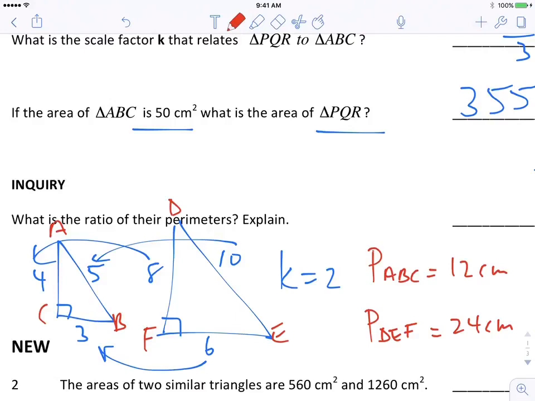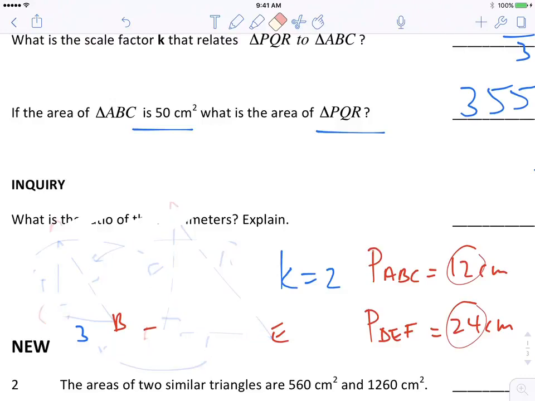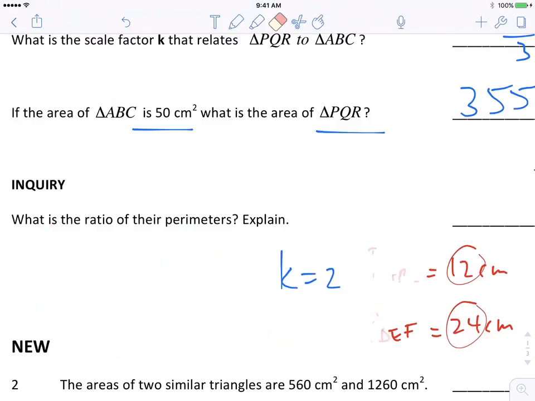So we notice that the perimeter of the larger one is twice the perimeter of the smaller one, and the scale factor is also 2. That seems pretty logical, because we've doubled every side, so it's going to have double the perimeter. Obviously, that's different for area, so watch out for that trap. You may get confused with the area that we just covered.